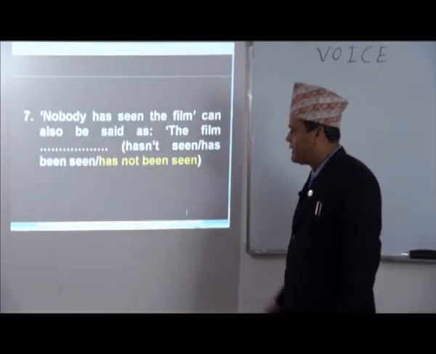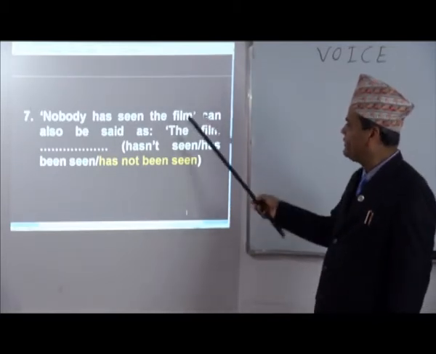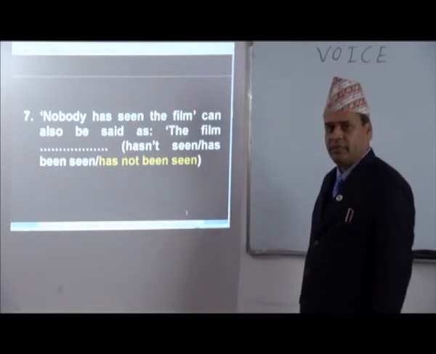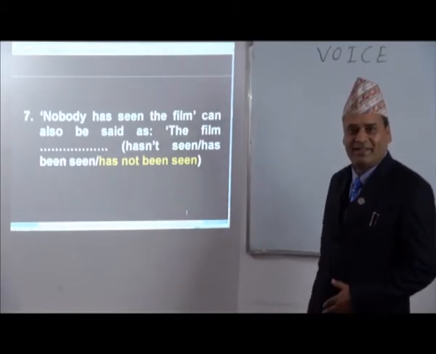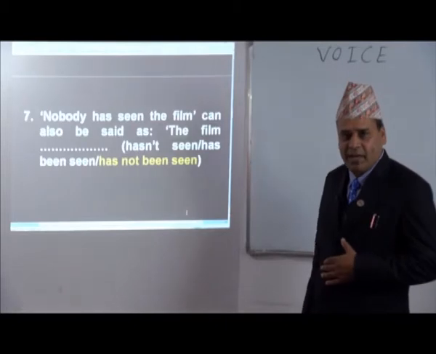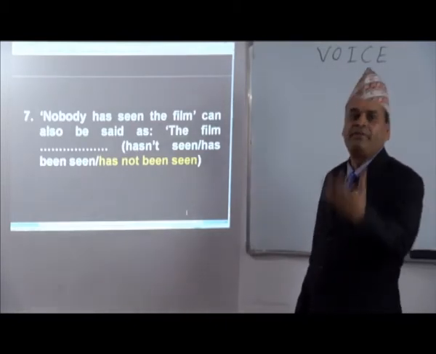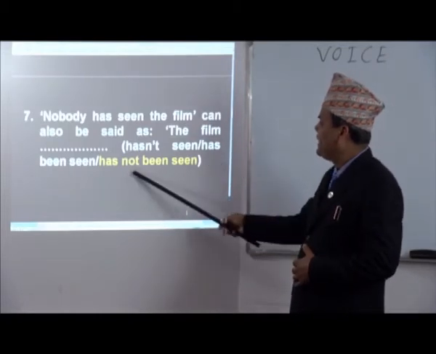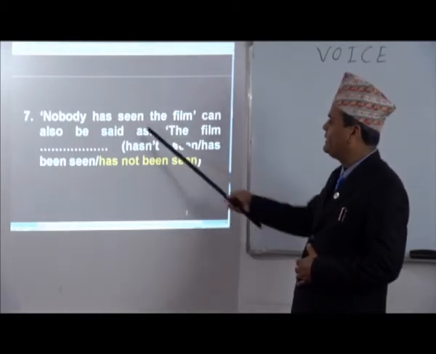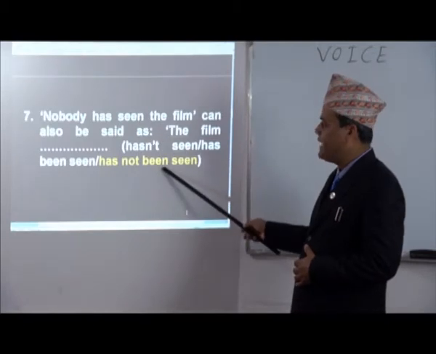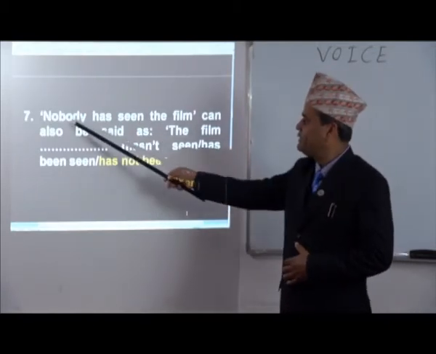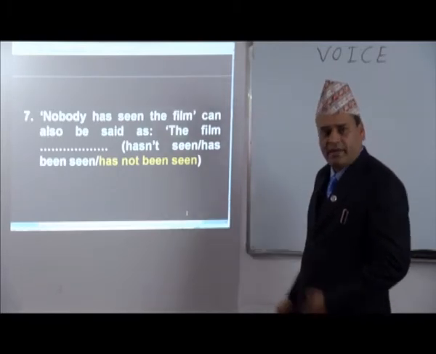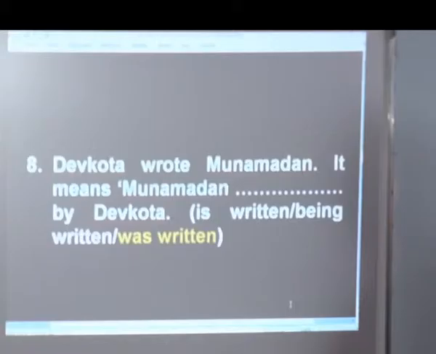When we move to number 7, the sentence here we see, "Nobody has seen the film." It's also a negative sentence. When a negative sentence comes in active voice, we use the negative form in passive, like "The film has not been seen." As it is perfect tense, "been" has been used here, and as it is negative, here comes the negative form. Okay. Similarly, we move to number 8.